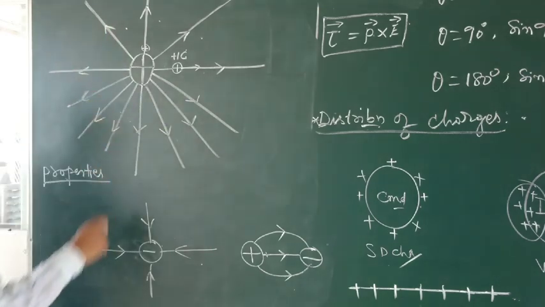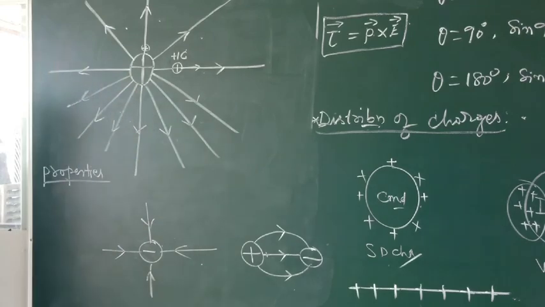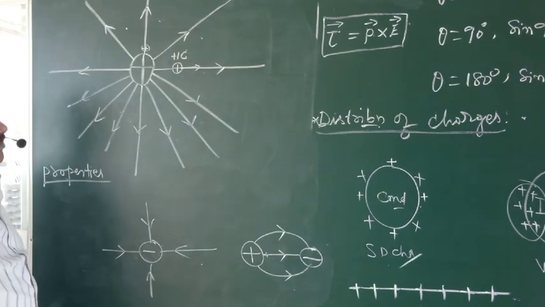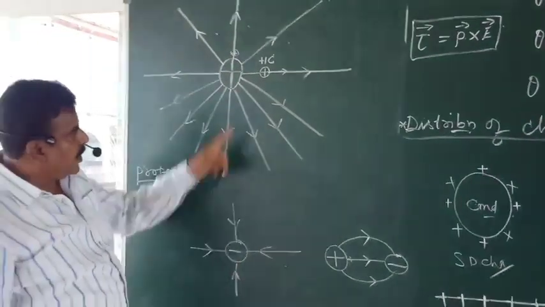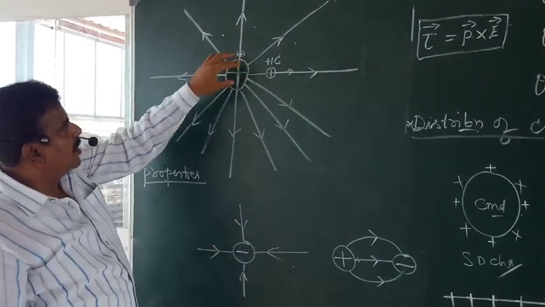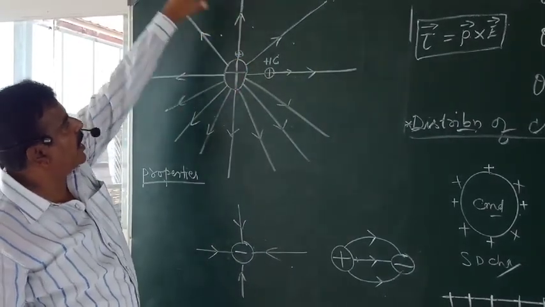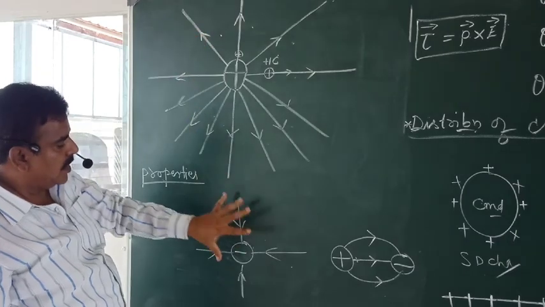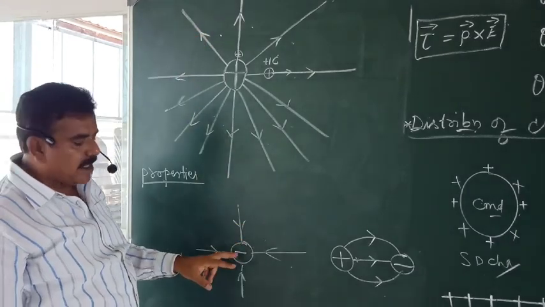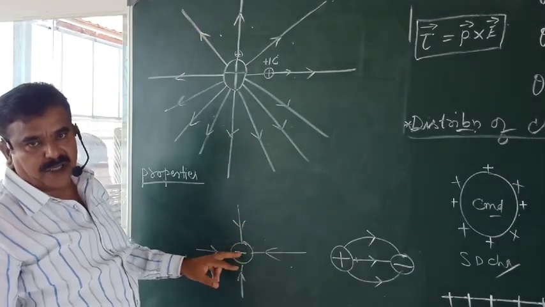You observe and say what you feel. That itself is the property. These two figures itself show that the field lines are directed away from the positive charge. The field lines are directed towards the negative charge.